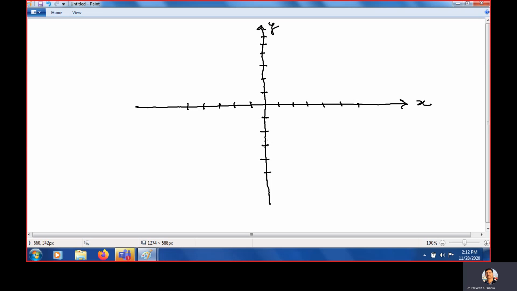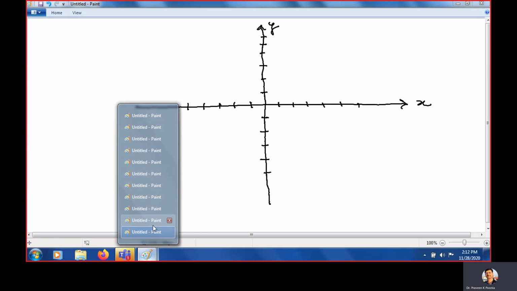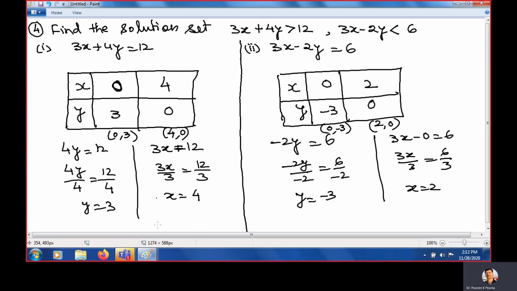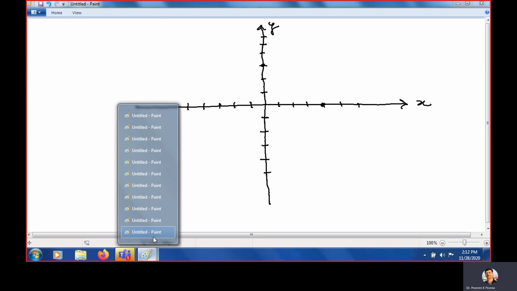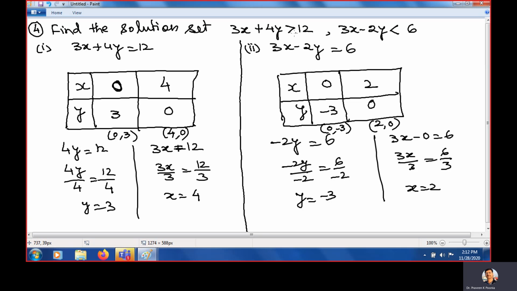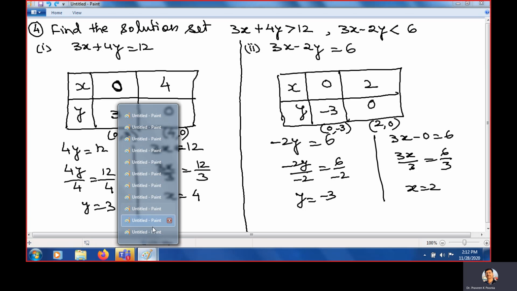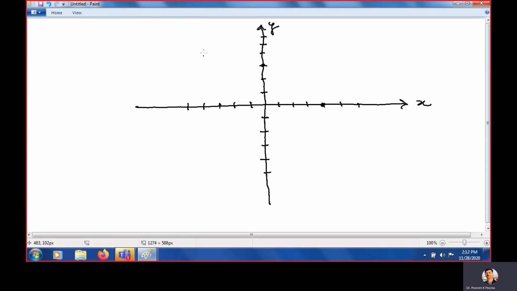So what is the first equation? Let us see. It is (4, 0) and (0, 3). 1, 2, 3, 4, and 1, 2, 3 here. These are the two points. But let us see whether it is only greater than, with no equality. Greater than means it will be a dotted line. So now make the dotted line here.